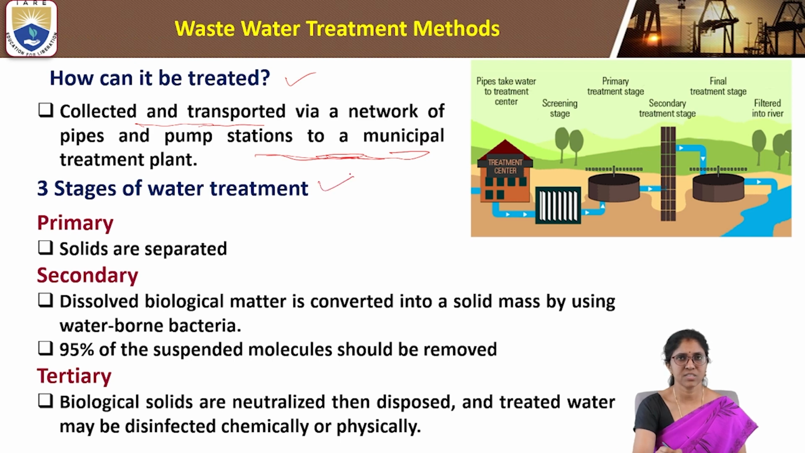So here different stages of water treatment are there. There are three stages of water treatment. The first is primary water treatment, the second is secondary treatment, and the third one is tertiary water treatment. In the primary stage of wastewater treatment, solids are separated. Majorly solids are separated in primary water treatment.